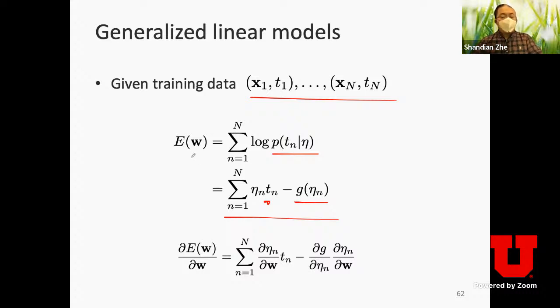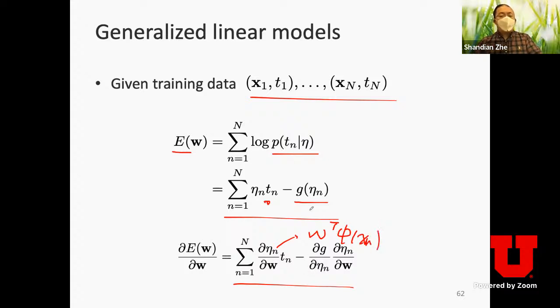If we take the gradient of the negative log likelihood, it will give you this: partial eta n over partial w. Remember, eta n is a linear model, so it's w transpose phi x n.